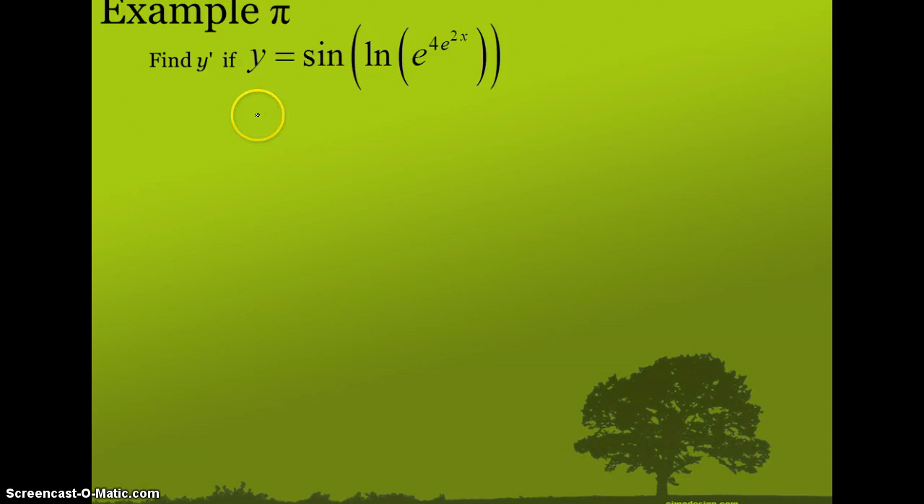Alright, so here we see another example. So my y prime is going to equal, because I've got all these parentheses, I should really work, ooh, wait, I see something interesting. ln of e just cancels each other out. So this original problem can be simplified into sine of 4e to the 2x, just to save us one level of chain. So now instead of having to deal with a 3-chain problem, we get a 2-chain.